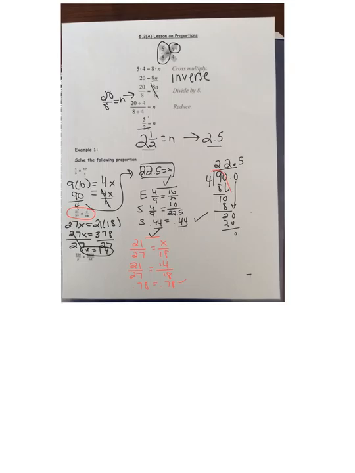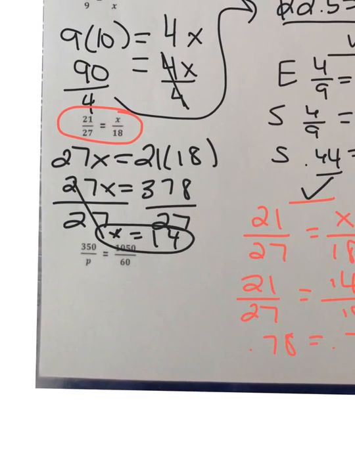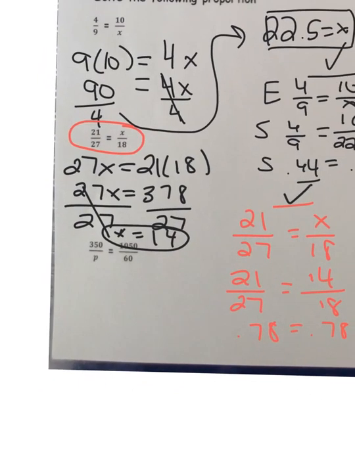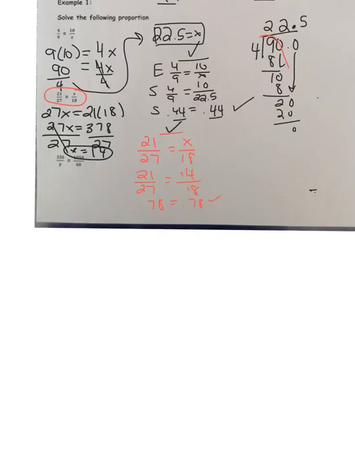Now hopefully you are not running out of room like I am. I'm actually going to take this problem here, 350 over p equals 1050 over 60, and show my work a little bit lower on the screen. Hopefully your writing's not as big as mine. 350 over p equals 1050 over 60. Let's do this one together.